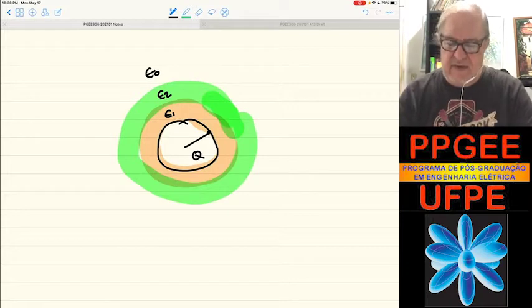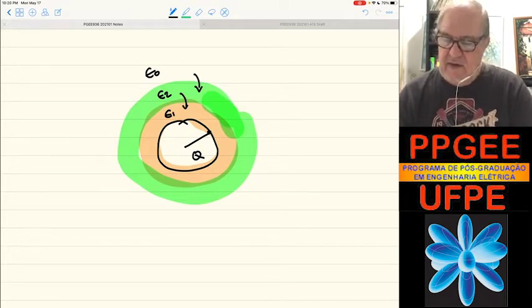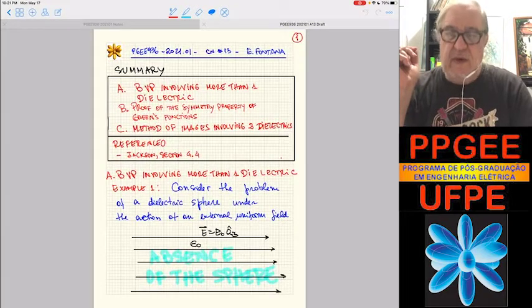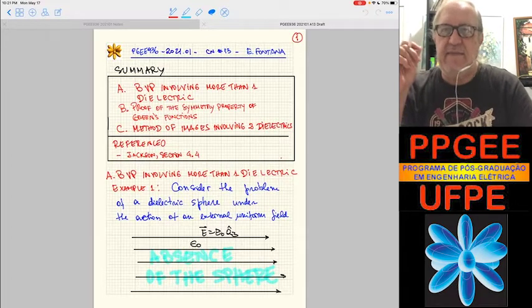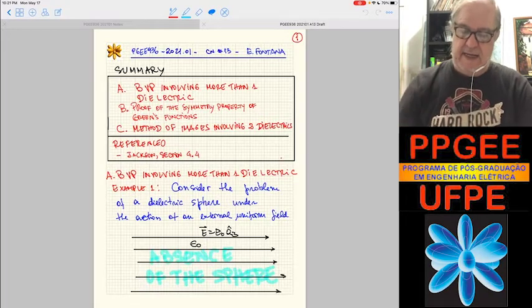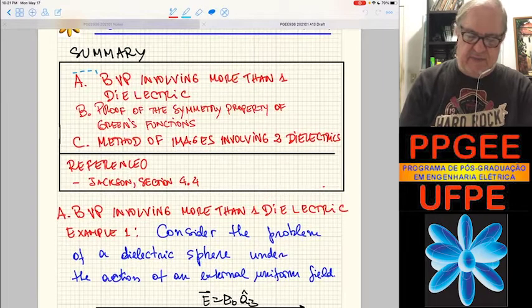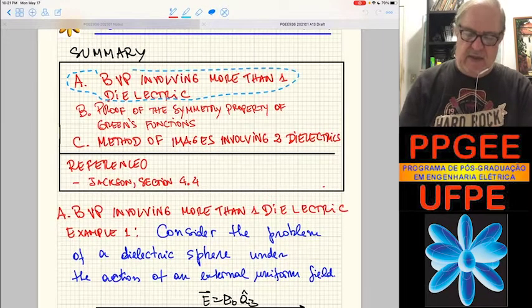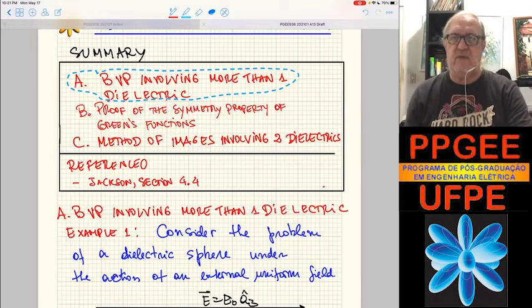It's very simple to solve. It's a matter of solving Laplace's equation in each region and matching boundary conditions. We want to consider problems in which we don't have just simple one-dimensional dependence of the potential. So that's the context of this lecture. You're going to do some problems involving more than one dielectric in which the potential is not a simple, straightforward one-dimensional solution.